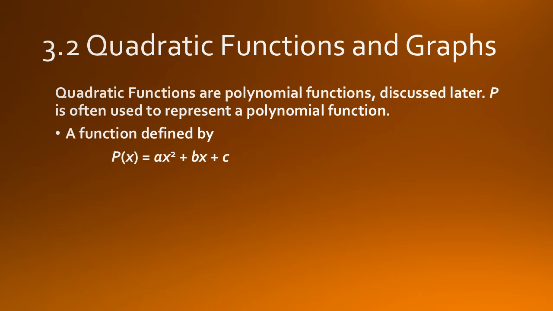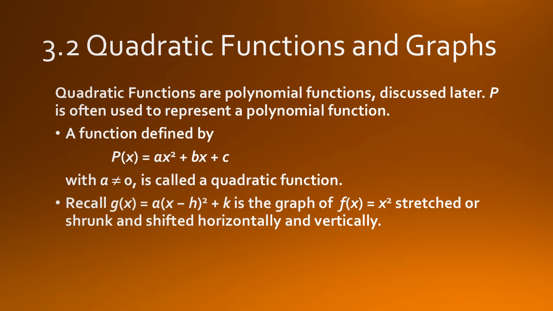Now, a function defined by p of x equals ax squared plus bx plus c, where a is not equal to 0, is called a quadratic function. So we are talking about functions where the highest power on x is a 2, and it has to have that power. It cannot have just plain old x.